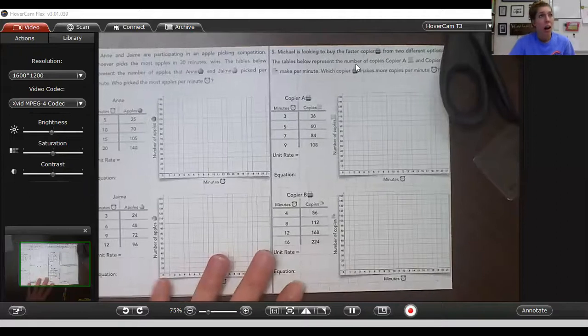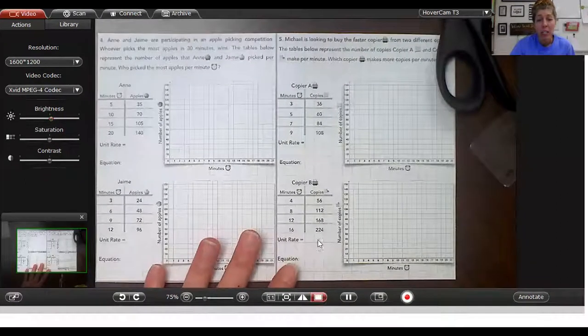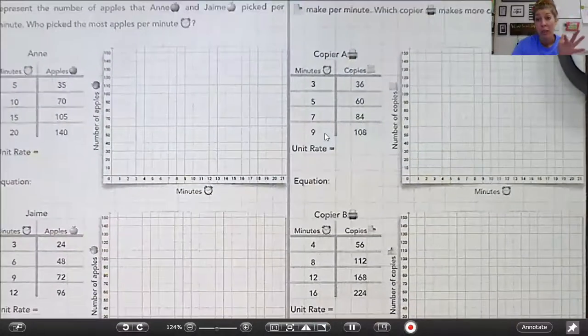Hey guys, okay, so what we're going to do today, first of all, great job on the quiz yesterday, by the way. But what we're going to look at today is, I guess, kind of an extension on what we did on Wednesday. So on Wednesday, we looked at all the different representations of proportions.